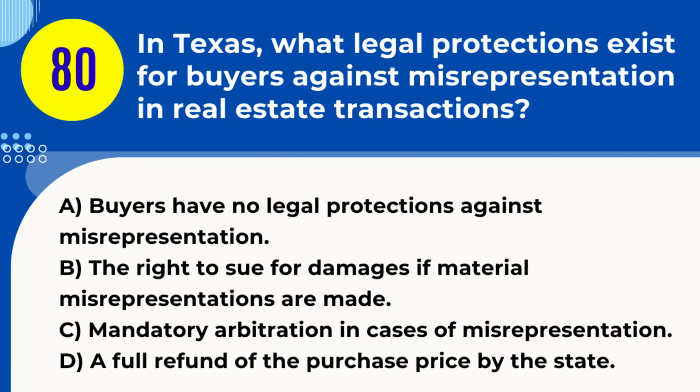Question 80. In Texas, what legal protections exist for buyers against misrepresentation in real estate transactions? A. Buyers have no legal protections against misrepresentation. B. The right to sue for damages if material misrepresentations are made. C. Mandatory arbitration in cases of misrepresentation. D. A full refund of the purchase price by the state. Answer: B. The right to sue for damages if material misrepresentations are made.